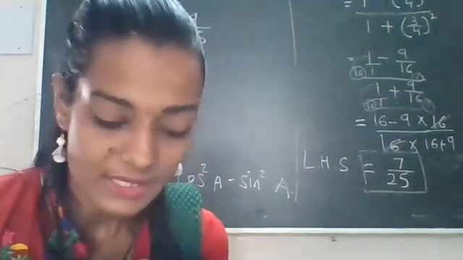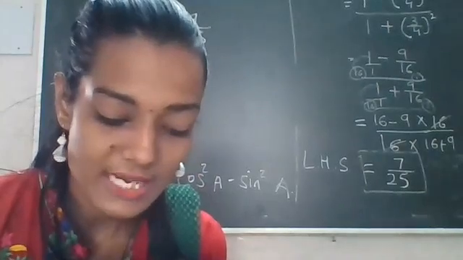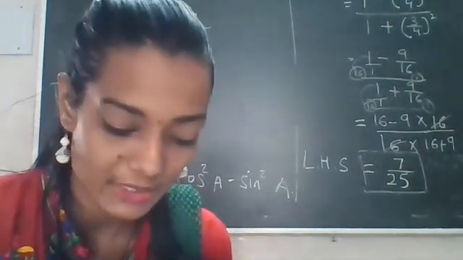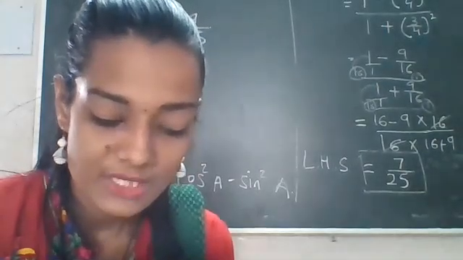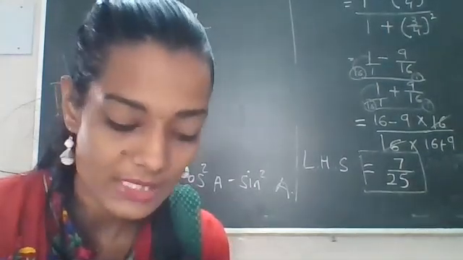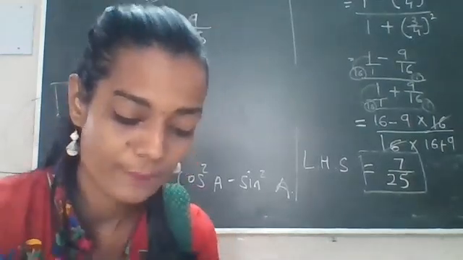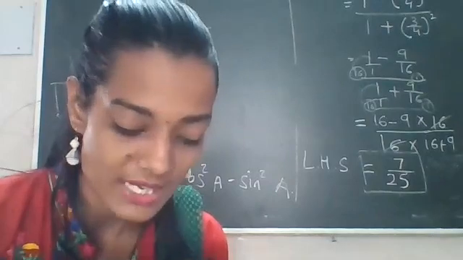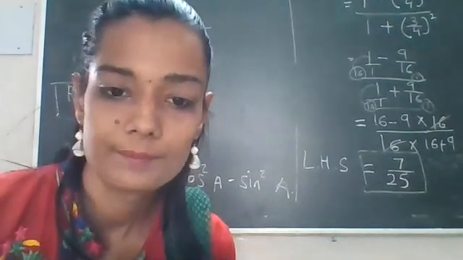9th number. In triangle ABC, right angle at B. So in triangle ABC, right angle is given at angle B. If tan A is equal to 1 upon root 3, find the values of. First of all, we have to find out the value of sin A, cos A and C.